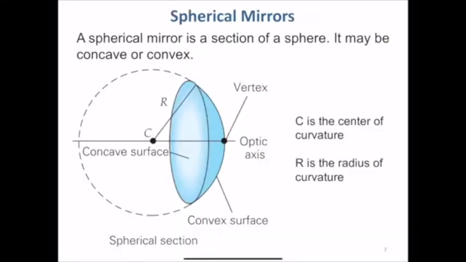The next thing that we are going to talk about is spherical mirrors. A spherical mirror is basically a mirror that is a section or a part of a sphere. If you just look at this diagram over here, you can see that the mirror is part of a sphere. It's a section of a sphere. Now, there could be two types of spherical mirrors.